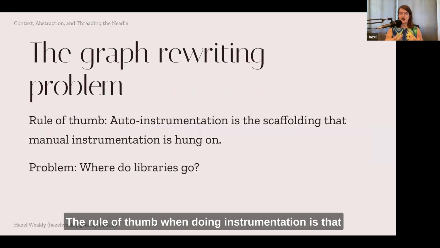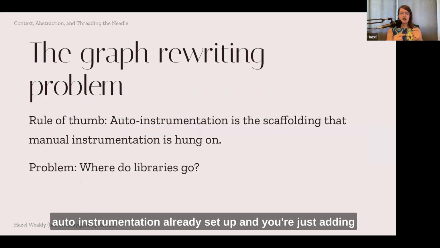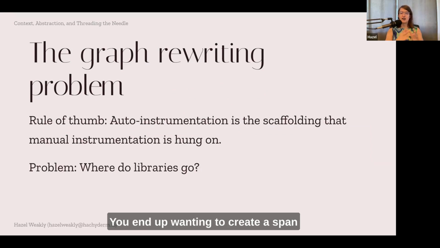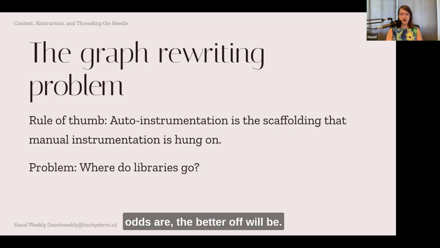The rule of thumb when doing instrumentation is that you have auto instrumentation that can build this scaffolding that you would take all of your manual instrumentation and hang on. So in theory, you're not really creating a lot of spans. You're using a lot of spans that auto instrumentation already set up, and you're just adding attributes in the right spots, which sometimes doesn't work, especially when you're trying to write abstract code. You end up wanting to create a span for the abstract code. But in general, the more you can just add attributes to an existing span created by auto instrumentation, odds are the better off you'll be.